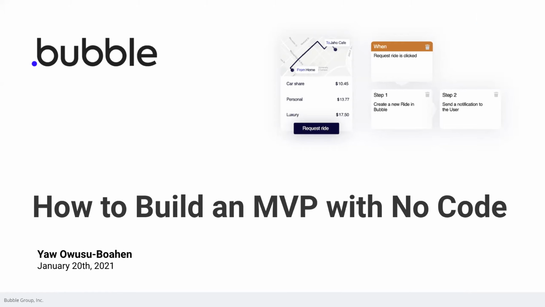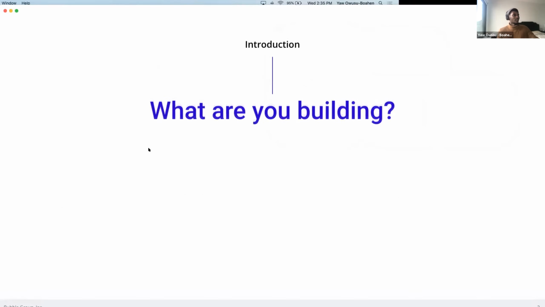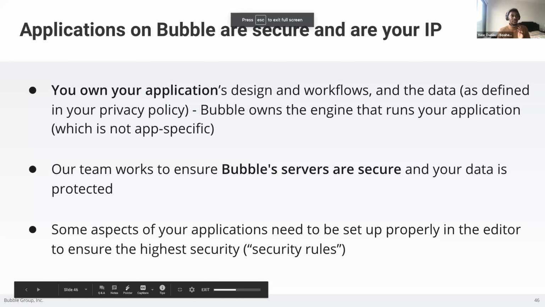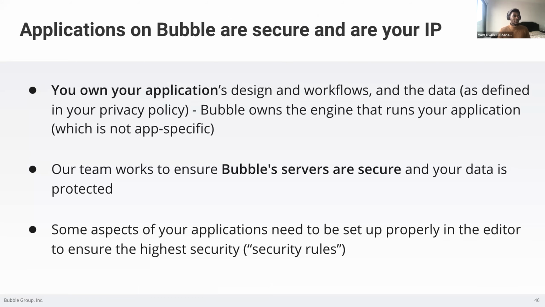And I think someone else in the chat has asked something similar about whose IP is the development. Sure. So Bubble doesn't own your app. We just kind of own the Bubble platform. So any of the data that you have, I think I actually might have a slide on this if I look. Yep, here it is. So you own your application's design and workflows and the data, right? We just own the engine that runs your application.